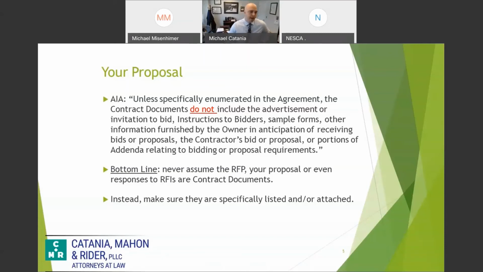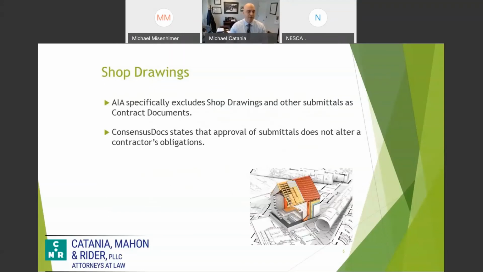So bottom line, don't assume that your proposal or the request for a proposal or even RFIs are contract documents. Make sure they're specifically listed or attached. And you really shouldn't get much blowback from this from either owners if you're a contractor, or GCs if you're a sub. If there is some legitimate back and forth here, and your bid is based upon whatever information was supplemented, make sure they're attached, make sure they're referenced in the contract.